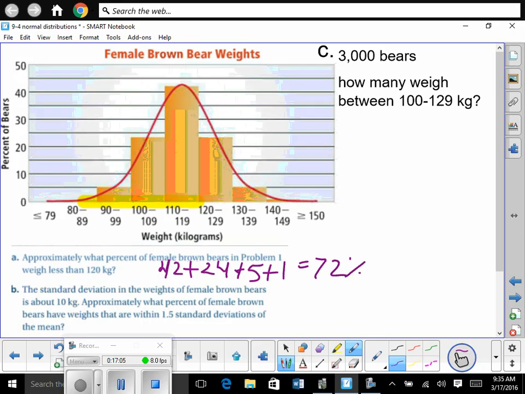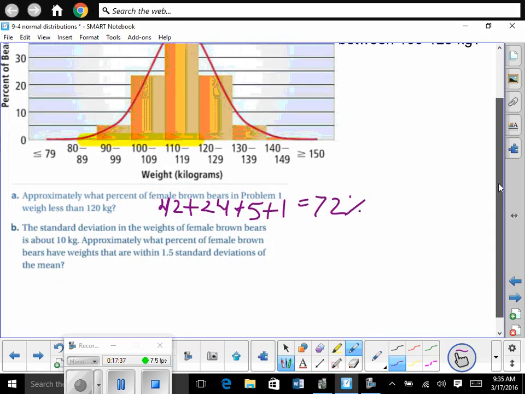Okay. It says the standard deviation in the weights of the female brown bears is about 10 kilograms. Approximately what percent of female brown bears have weights that are within 1.5 standard deviations of the mean? So we've got to think about this a little bit. So once again, the standard deviation is 10 kilograms. So it wasn't our mean. It was 115. Okay, so I'm going to draw standard deviations, how we've been practicing. I'm going to give myself some room here. Okay, so we know that the average is 115, right?